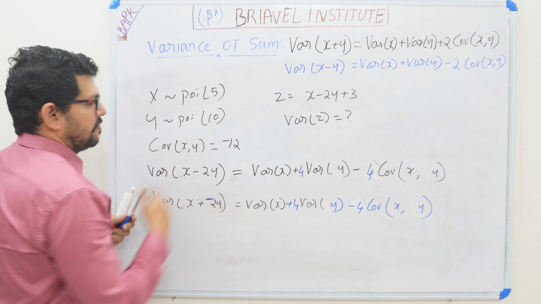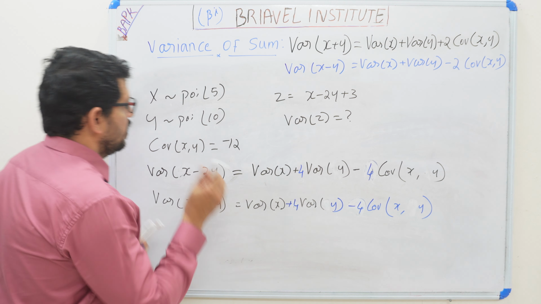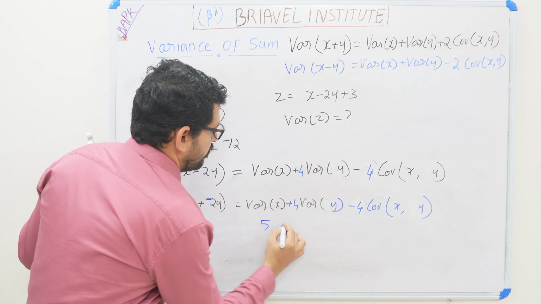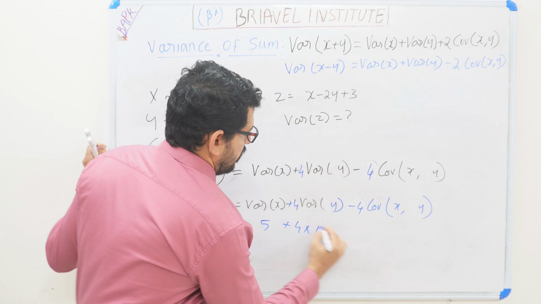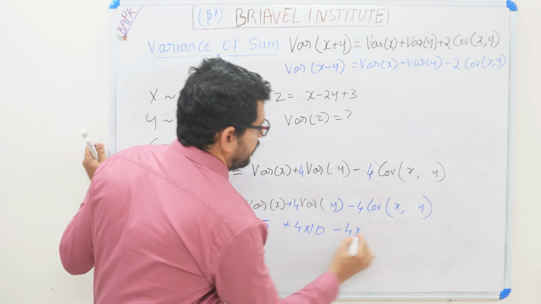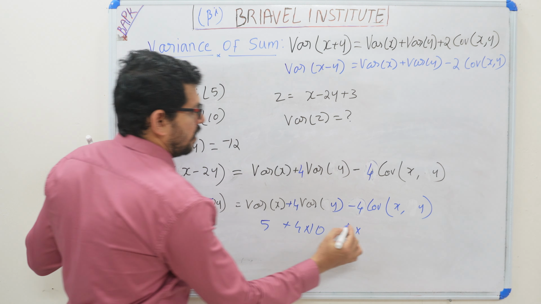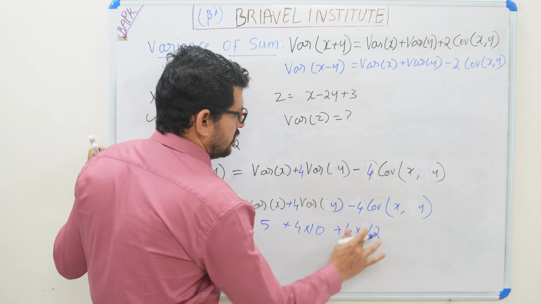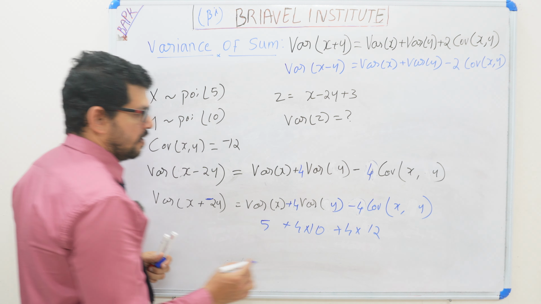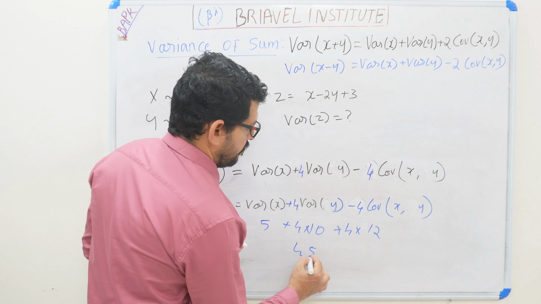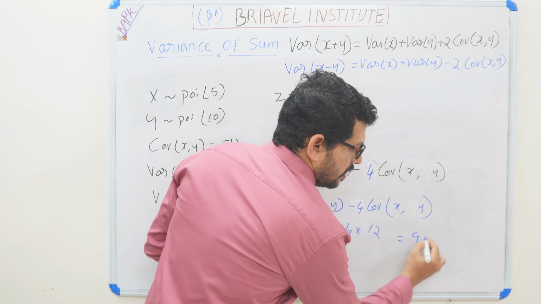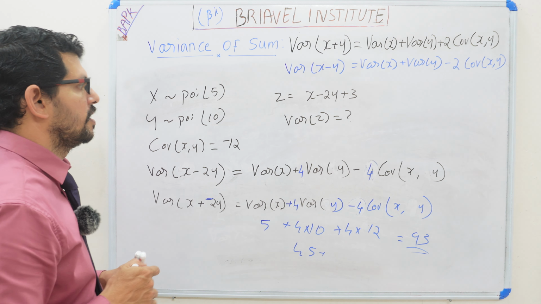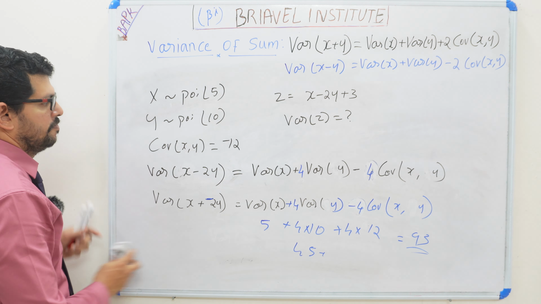Variance of X, you know, mean is equal to 5 so variance is also 5. So this is 5 plus 4 into 10 minus 4 into minus 12. Minus into minus becomes plus, and this is 45 plus 48. This is equal to 93. We got 93. So this is one small problem.